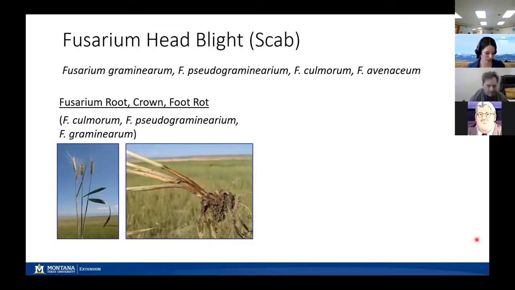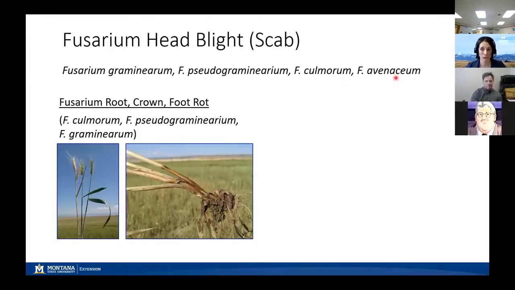So I want to switch gears and use these last remaining minutes to talk about Fusarium head blight, also known as scab, which can be a challenging disease issue affecting the heads and grain of our cereal crops. There's a whole host of pathogens that can cause this disease. And the reason these root rot pictures show up here again is that some of those pathogens that we know to cause Fusarium root and crown rot are also pathogens that cause head blight. So Fusarium graminearum, pseudograminearum, and culmorum are pathogens that cause head blight.